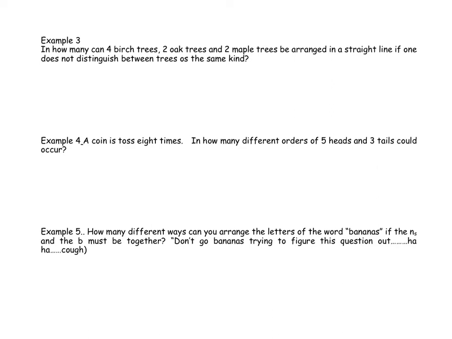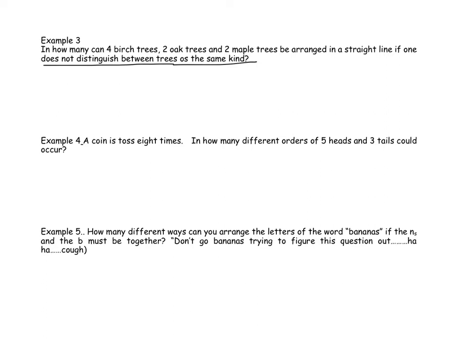Okay, so here in example 3, you can see they make it clear in the question. They want you to consider that you cannot distinguish between the trees of the same kind. Okay, so they're making it clear that the items are identical. In how many ways can 4 birch trees, 2 oak trees, and 2 maple trees be arranged in a straight line if one does not distinguish between trees of the same kind?